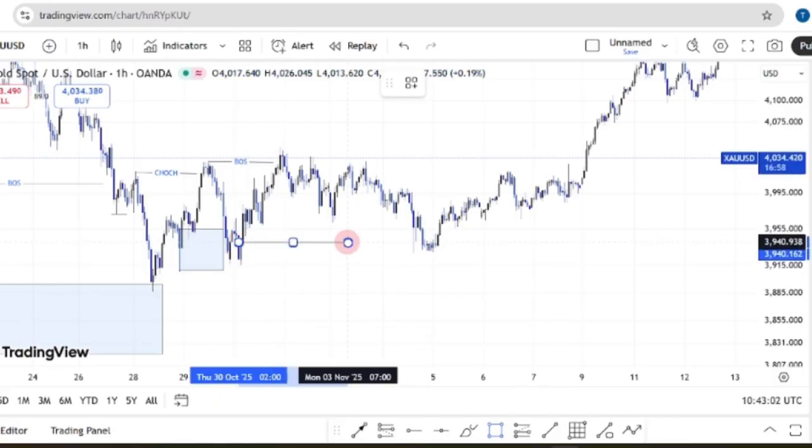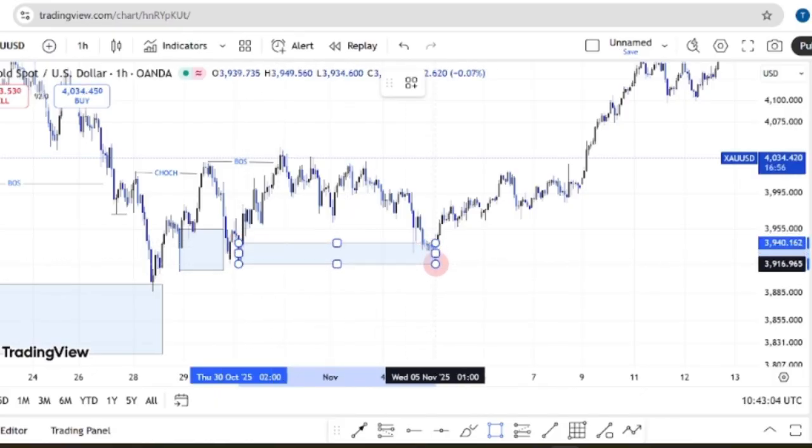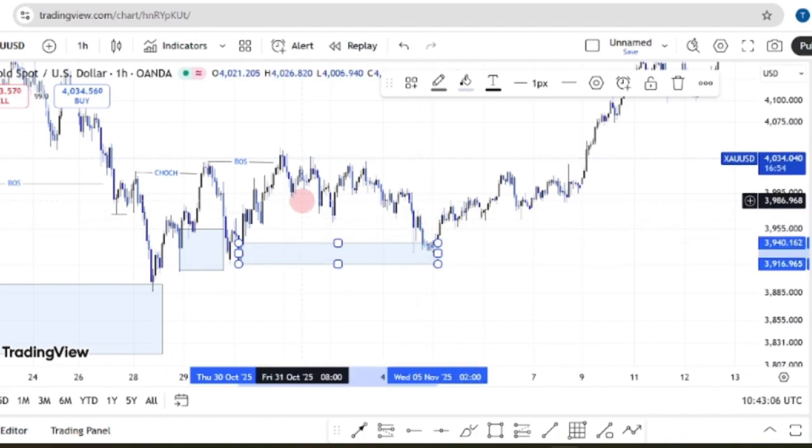At this point, we can see that price came back to mitigate this after giving us all of this liquidity. If you're considering this as your order block, then it means you're still the liquidity in the market and you still don't understand what liquidity trading is all about. So do well to check my previous videos on liquidities or other videos on my channel, and you will understand how to trade the liquidity concept properly while trading smart money.